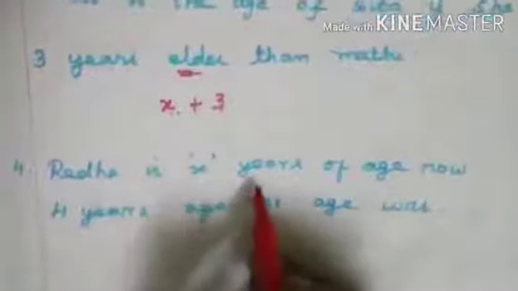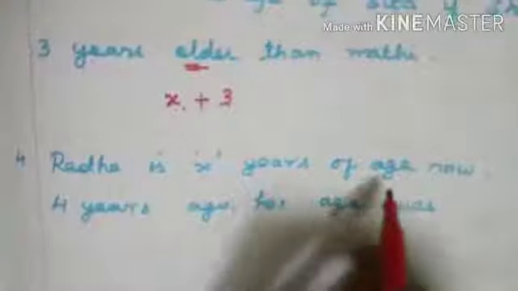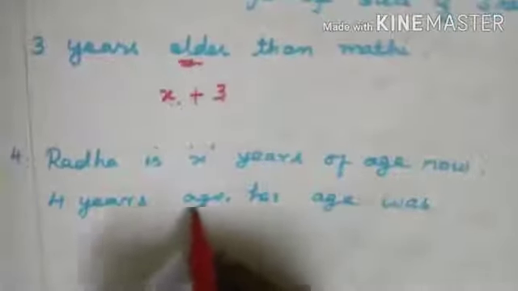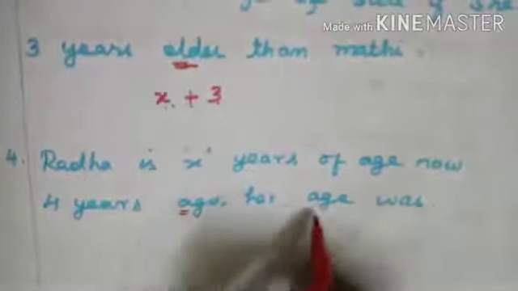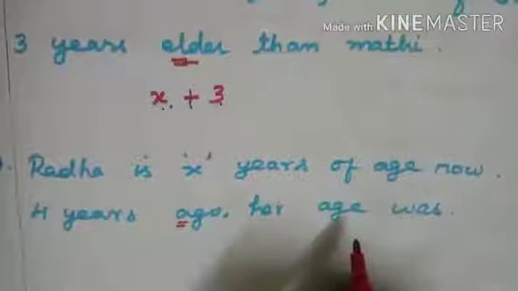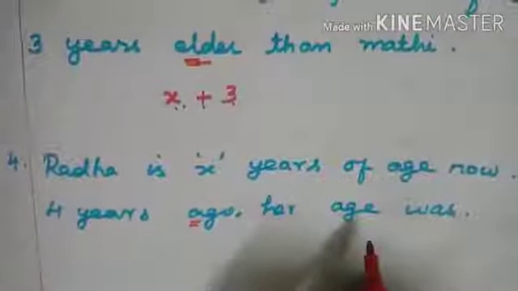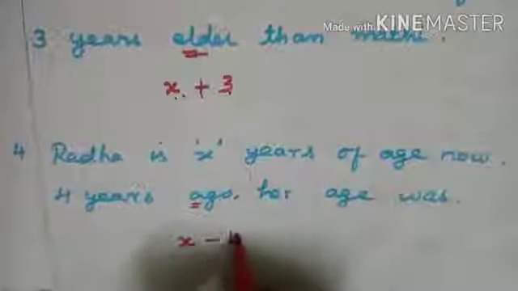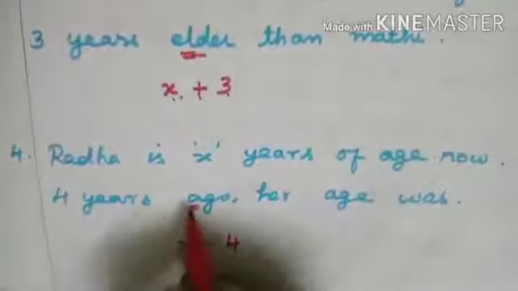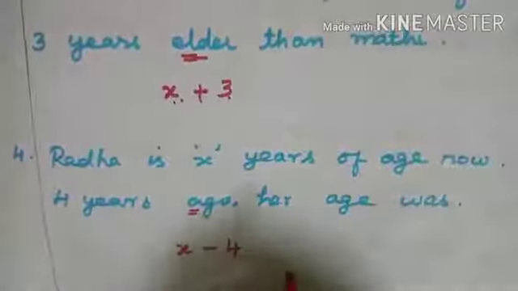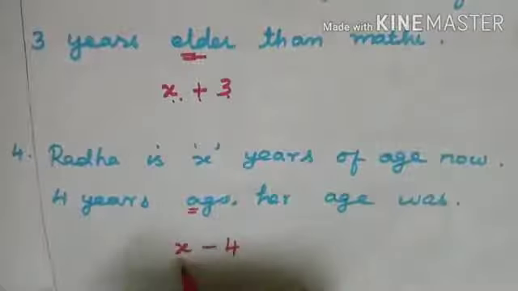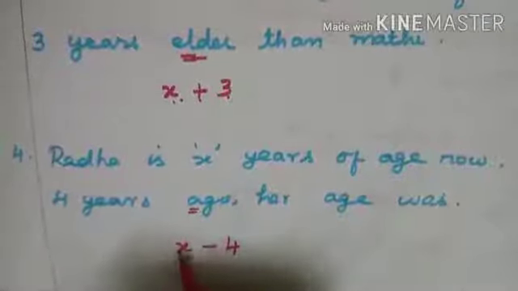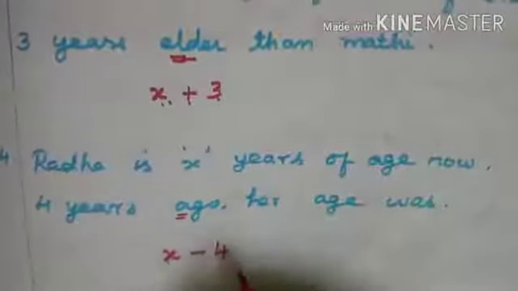The next question. Radha is x years of age now. 4 years ago, her age was what? So before 4 years, what is the age of Radha? What is the answer? x minus 4, because 4 years ago. 4 years ago means before 4 years. Therefore, the age of Radha is x minus 4.